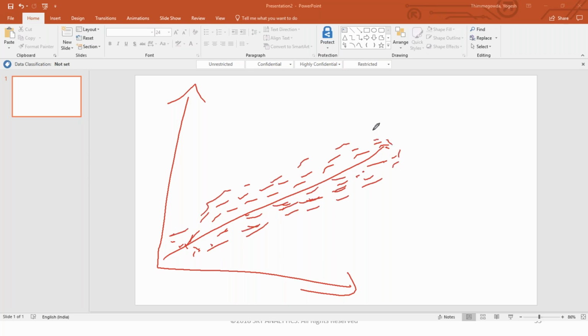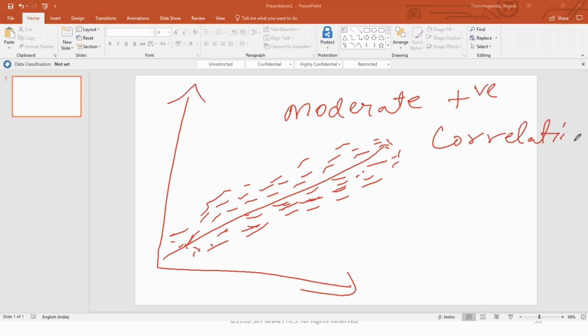then it is called moderate positive correlation. Moderate positive correlation, but make sure that your data points are loosely scattered around your straight line. It is not tightly scattered, it is loosely scattered from your straight line. That is the reason it is called moderate.